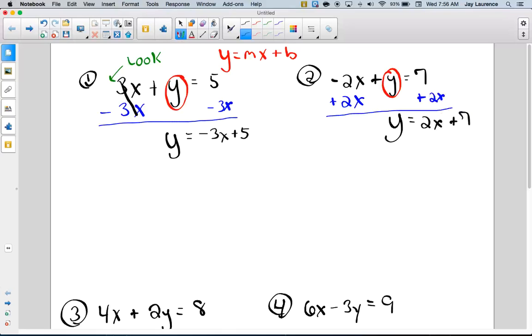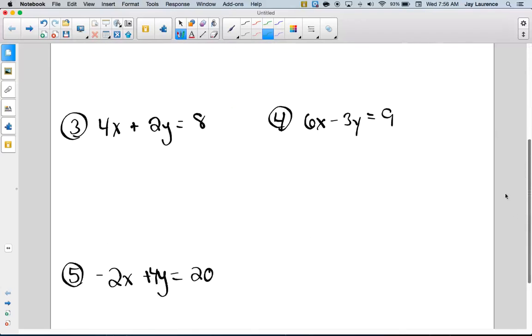Oh, by the way, can you tell me the slope of the first equation? You should be able to. The slope would be negative 3, or you could say negative 3 over 1. All right, the second equation, the slope is going to be 2, or just 2 over 1. Okay, let me do number 3, and then I want you to pause the video and you can try 4 and 5 on your own, and you'll see my solutions.